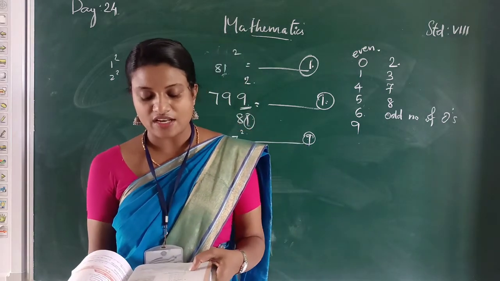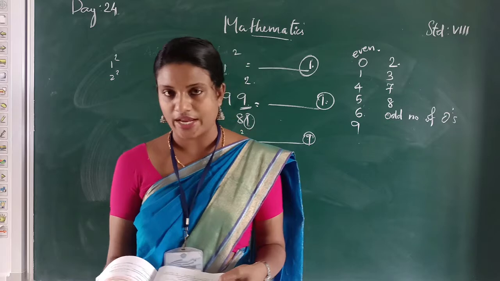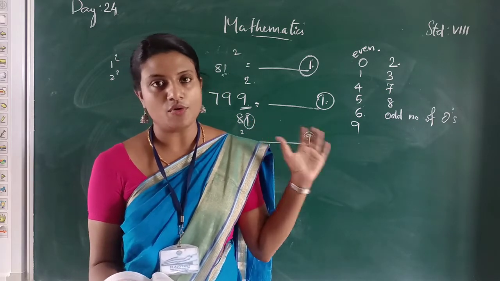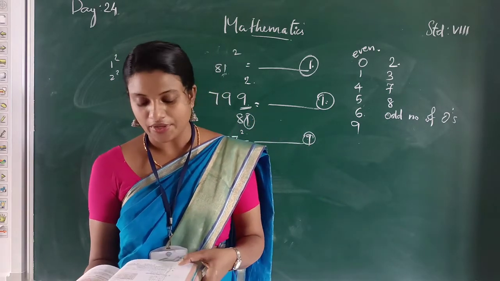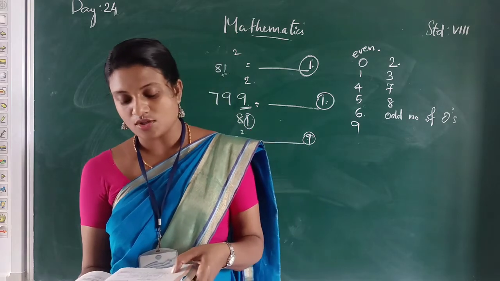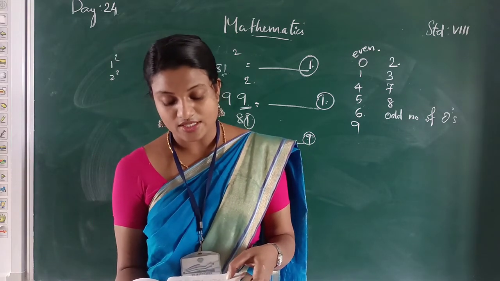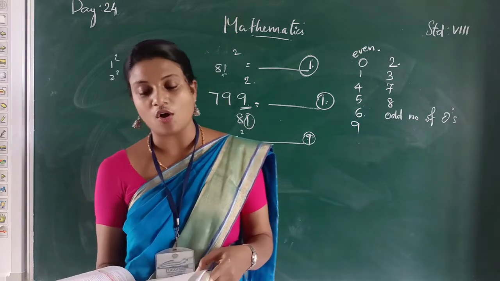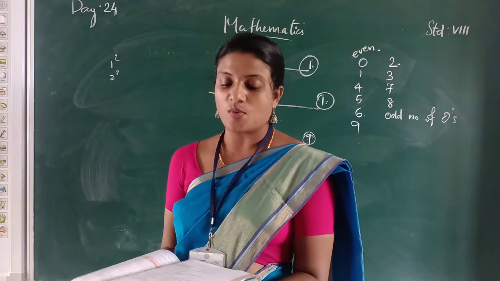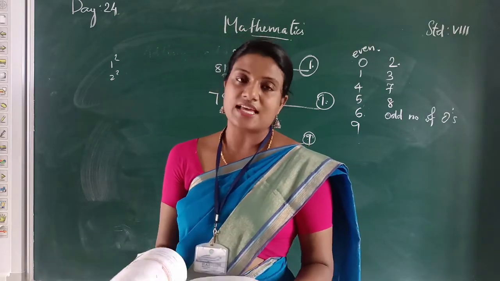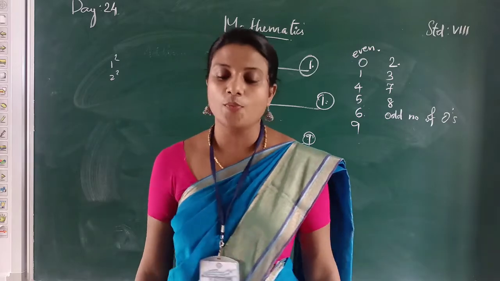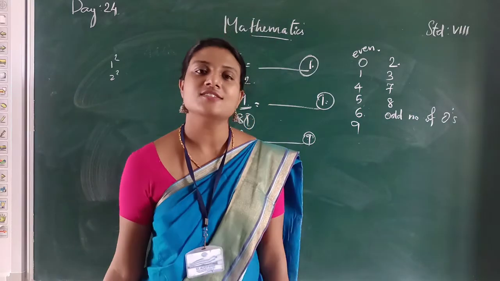Section 7, find the sum without adding. You have been told how to take the sum of consecutive odd numbers. Question number 8 also I am giving you as homework. Question number 9 also homework. So your homework is Exercise 6.1, questions number 1, 2, 3, 7, 8, 9. Hope you all understood today's class. So thank you.